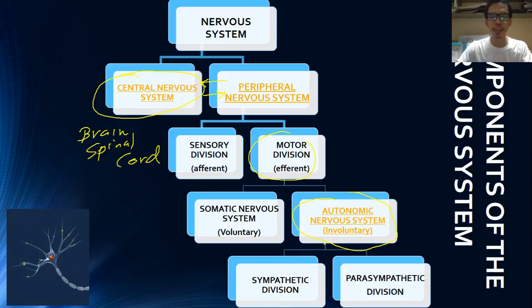Now, the autonomic nervous system is divided into two divisions, the sympathetic and parasympathetic divisions. Later, we will go over that part to find out what the difference is between these divisions that we have right here. Alright, so let's move on. We will start first with the peripheral nervous system.